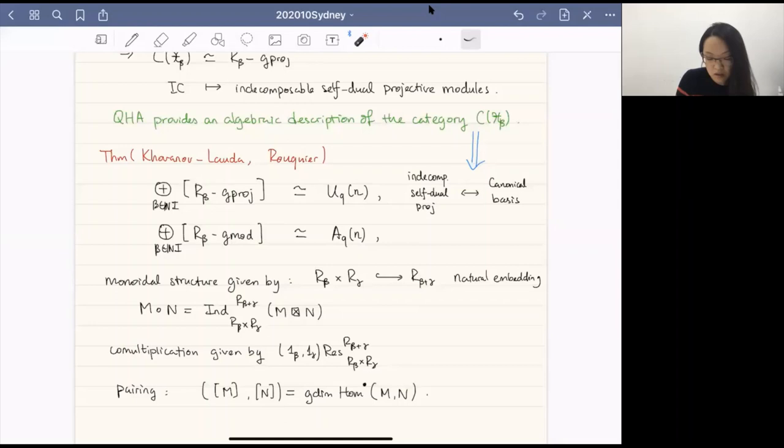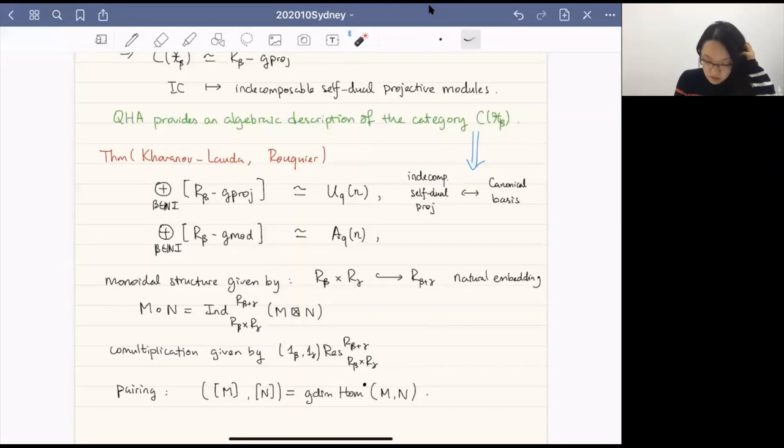So in other words, we have an isomorphism between the split Grothendieck group of R beta graded projective modules and U_q(n), which, by the previous theorem, sends indecomposable self-dual projectives to the canonical basis. And moreover, dually, the integral form A_q(n) is categorified by the direct sum of Grothendieck groups for the abelian category of graded finitely generated modules over R beta, finite dimensional modules over R beta actually.